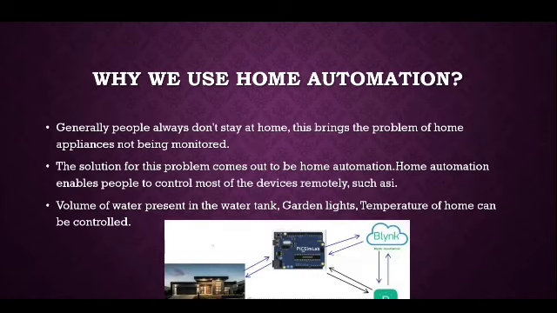Why should we use home automation? Generally, people don't always stay at home. This brings the problem of home appliances not being monitored. The solution to this problem is home automation. Home automation enables people to control most of their devices remotely. The volume of water in the water tank, the garden lights, and the temperature of the home can be controlled using the home automation project.